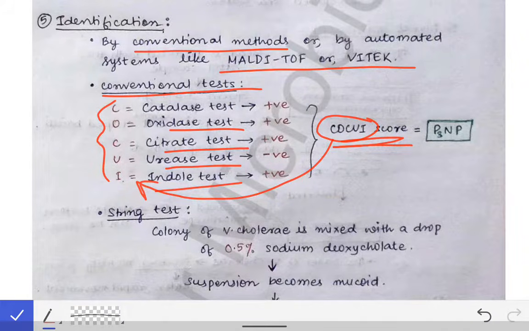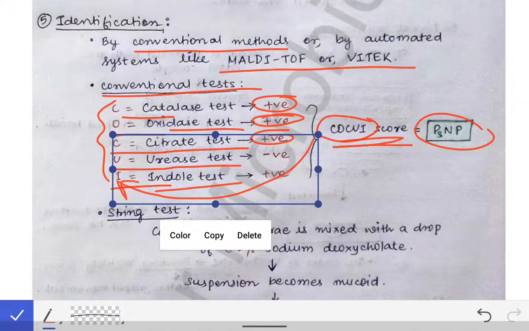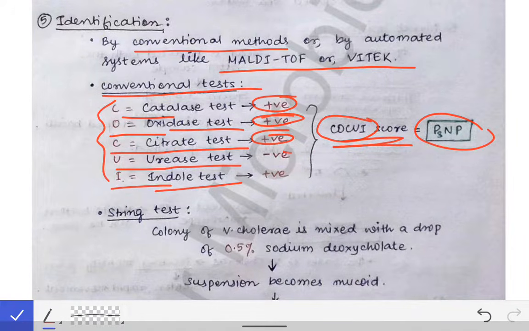COCUI: C for catalase, O for oxidase, C for citrate, U for urease, and I for indole test. P3NP is the formula for Vibrio cholerae. That means first P3 means 3 positive, upper 3 are positive. See, 1 2 3, upper 3 are positive. Then NP, the fourth one is negative, and then again P, so fifth one is positive.